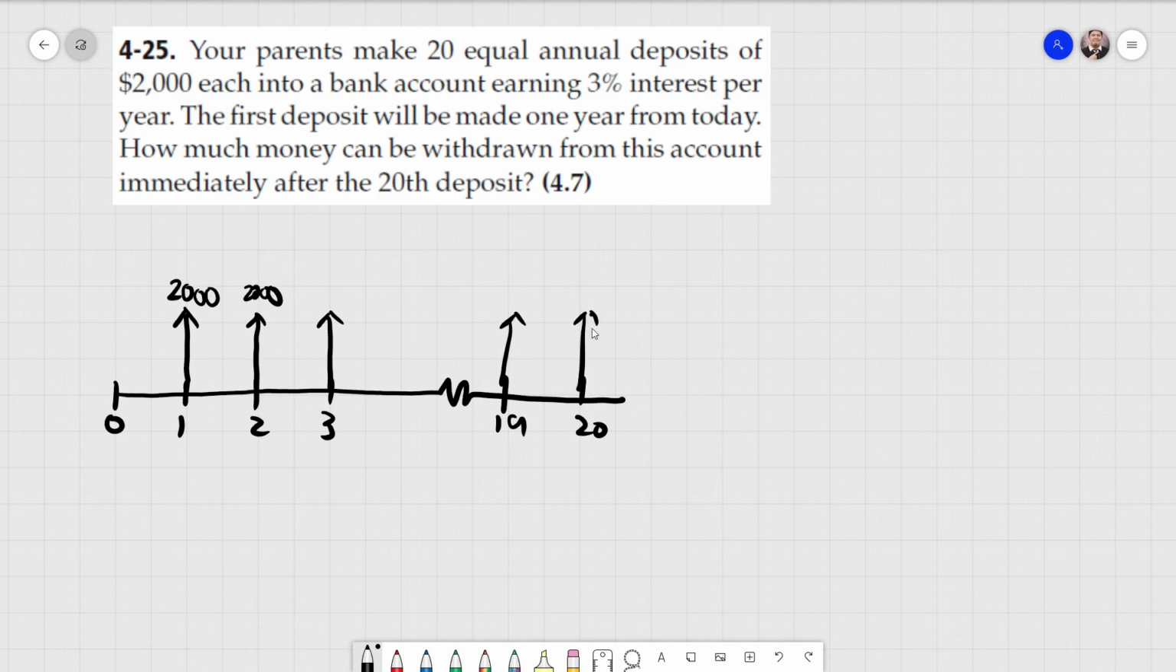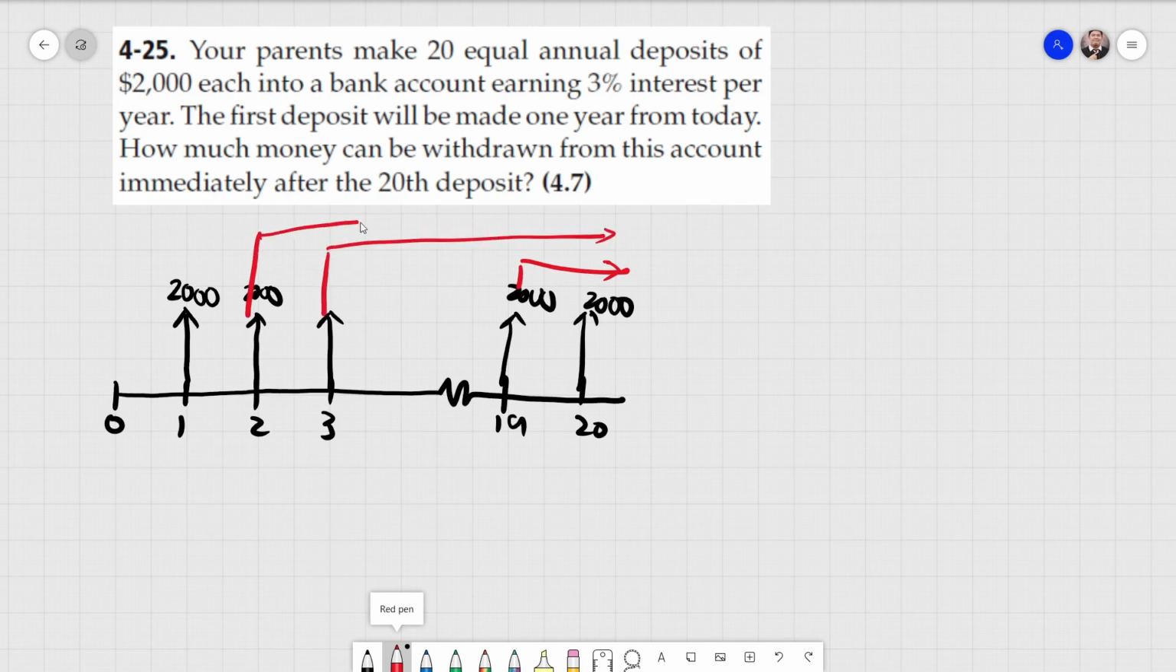Ito yung mga deposits na gagawin ng iyong mga parents. Ang tanong sa atin is, how much money can be withdrawn from this account immediately after the 20th deposit? Ito ay isang sample ng application ng future worth ng ating future value ng ating cash flows. So, di ba, pupunta natin dito sa year 20. Lahat ng cash flows.